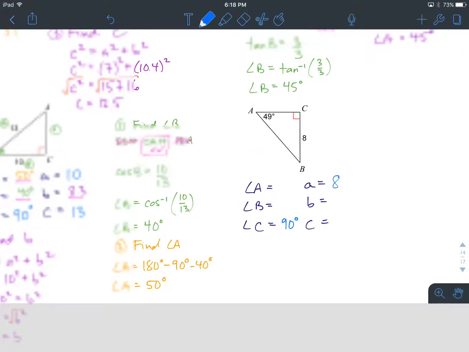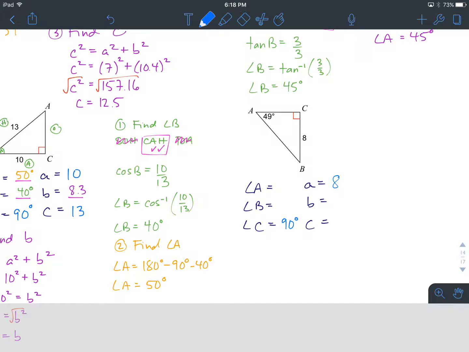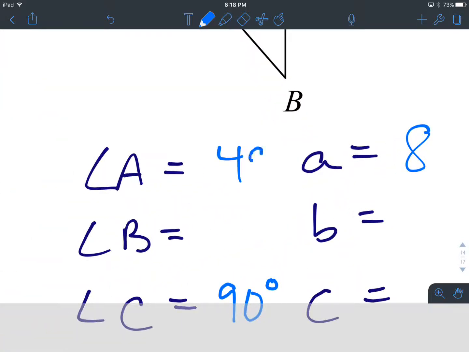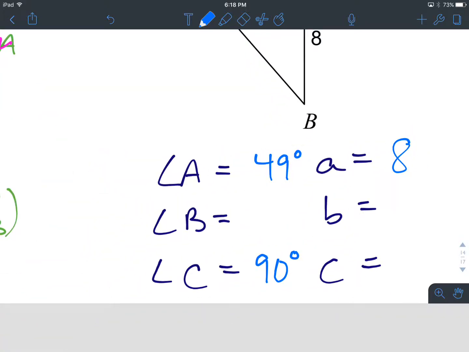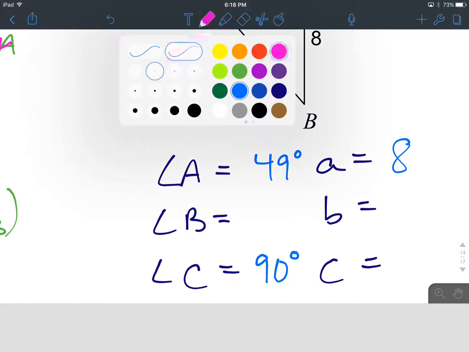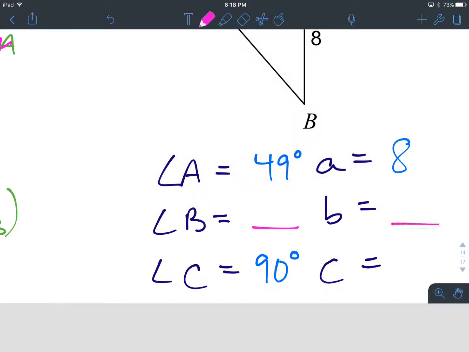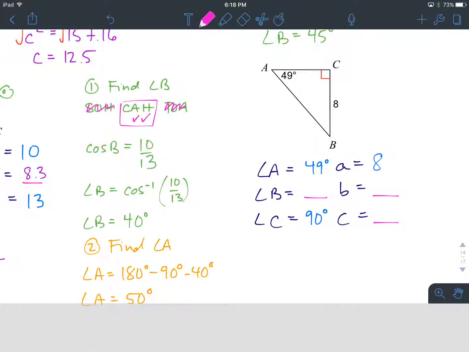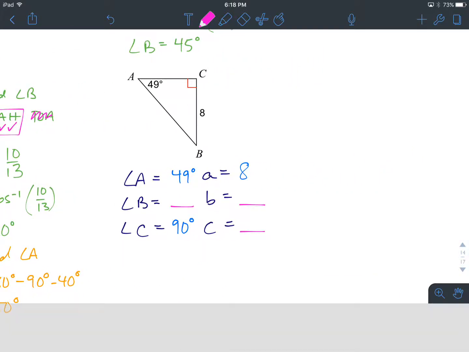And angle A is 49 degrees. There we go. And that leaves us, as usual, three pieces of information: angle B, side little b, and side little c. So let's start with angle B.